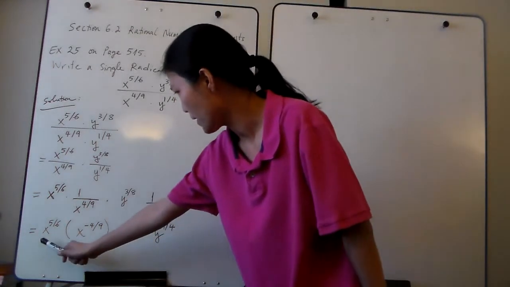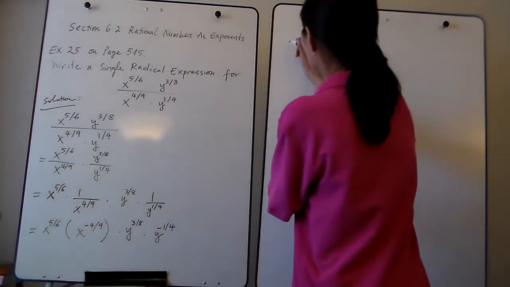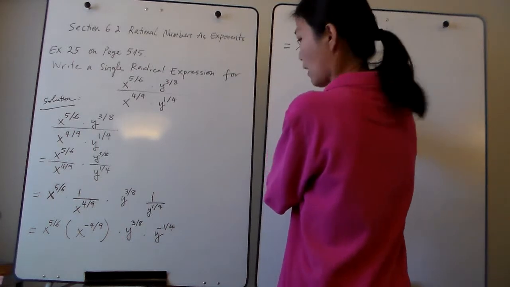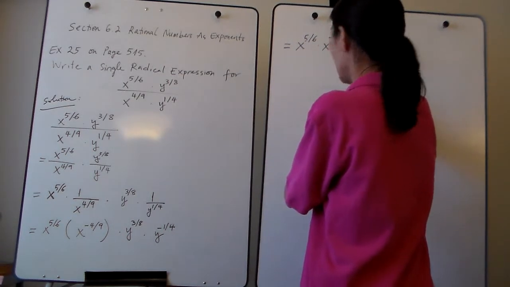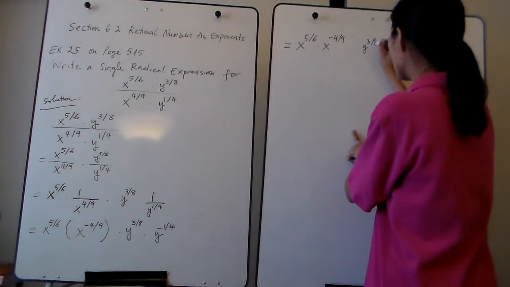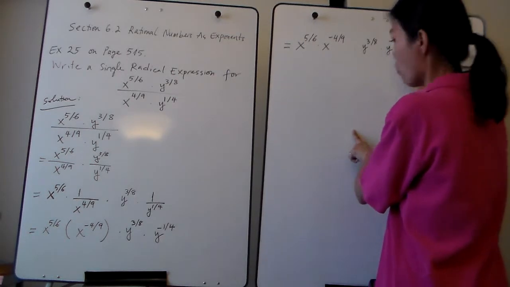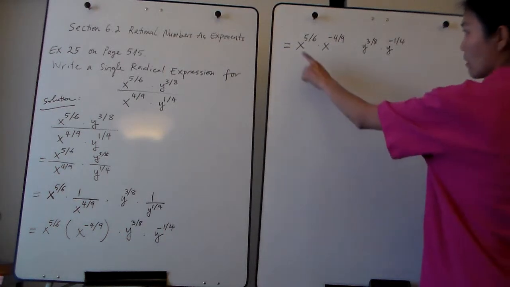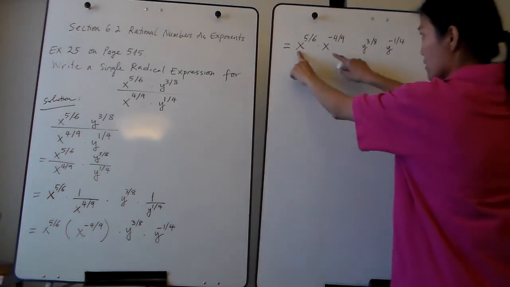Now we have four factors, right? 1, 2, 3, 4. So let me write all the factors we have here: x raised to 5/6 times x raised to negative 4/9 times y raised to 3/8 times y raised to negative 1/4. Now, if you look at the first two factors, they have the same base, x.